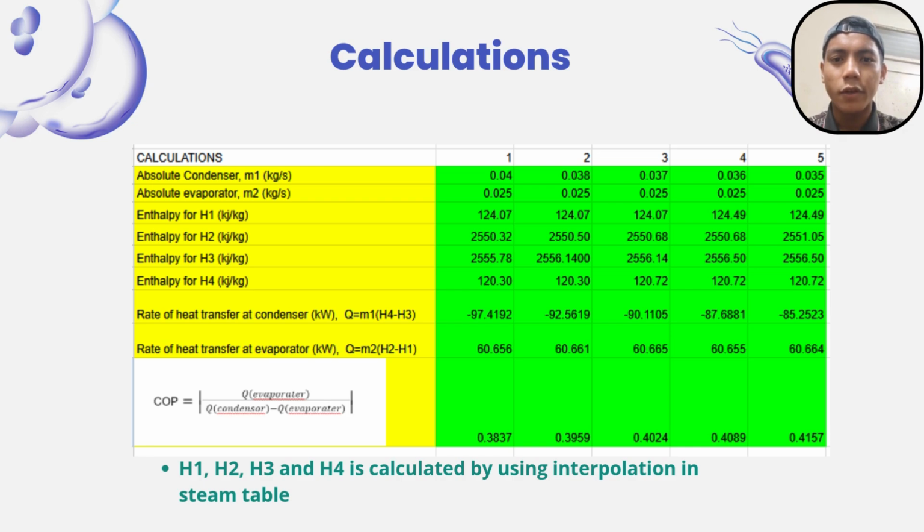The coefficient of performance COP increases since the rate of heat transfer is different. We can conclude that COP is directly proportional to the rate of heat transfer in the evaporator and inversely proportional to the net work.